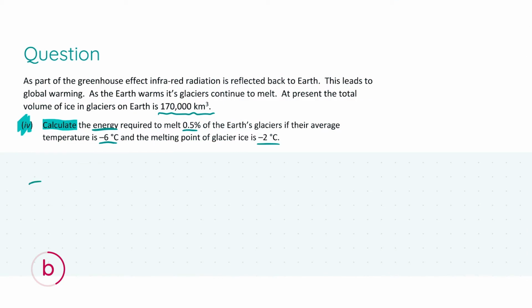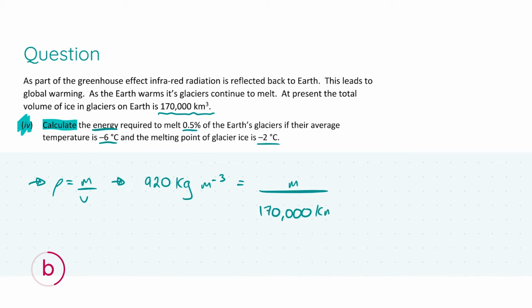Now we're going to write down our formula here. We're going to say rho is equal to mass over volume. And now we're going to fill in the information that we know. So we know that rho, our density, is given in the question, and it was 920 kilograms per meter cubed. We don't know what our mass is, so I'm just going to let that be m. And on the bottom, we're going to have our volume, which is 170,000 kilometers cubed.